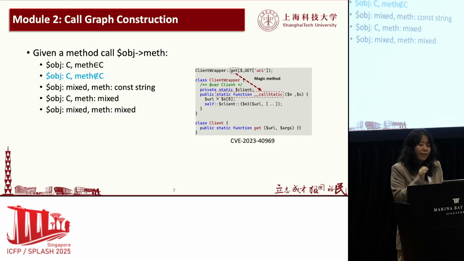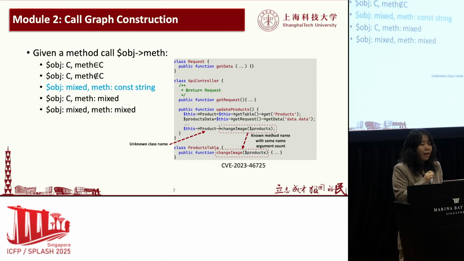When the method and class name are known but the method isn't defined in the class hierarchy, Artemis treats it as a magic call and searches for PHP's magic method. Specifically, we check __call and __callStatic along the inheritance chain. For example, the method call ClientWrapper::get doesn't match any defined method in the ClientWrapper class. However, since the __callStatic method exists, Artemis recognizes this as a magic call and builds the corresponding call flow.